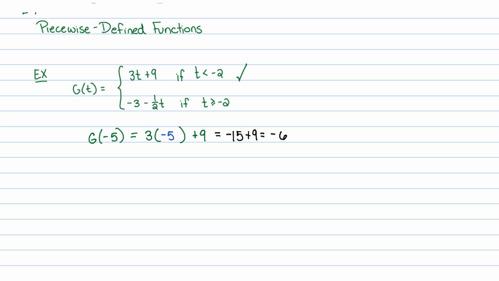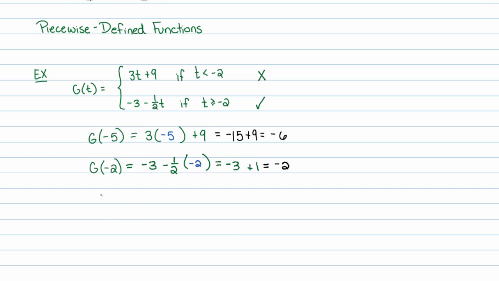All right. Now let's try another one here. Let's try g of negative 2. In this case, let me erase my little check mark there. Again, I'm going to check my conditions. Is negative 2, our t value, less than negative 2? Definitely not. Is it greater than or possibly equal to negative 2? Absolutely. So g of negative 2 is going to equal negative 3 minus 1/2 times something, and that something used to be a t, it's now going to be negative 2. And when you do the mathematics here, this is equal to negative 3 plus 1, or in other words, it's equal to negative 2.